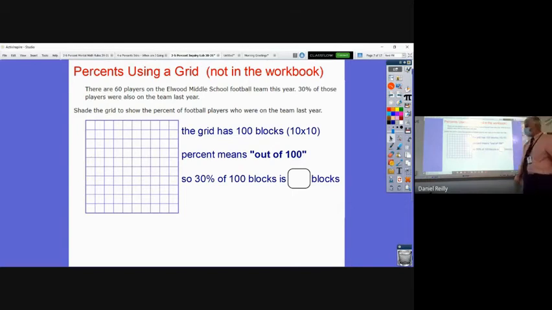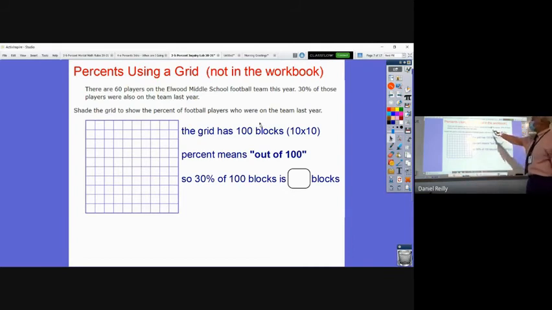The other way is to get a grid of 100 squares. Okay, 100 squares is 100%. Each square is 1%. And you can shade the grid in to show different amounts of percent. Because percent means out of 100, right?